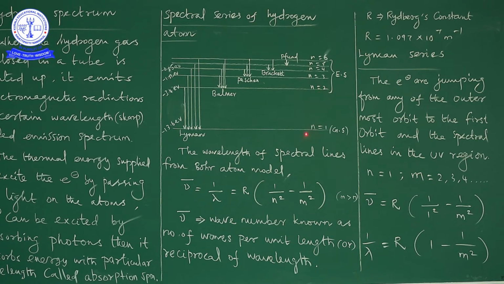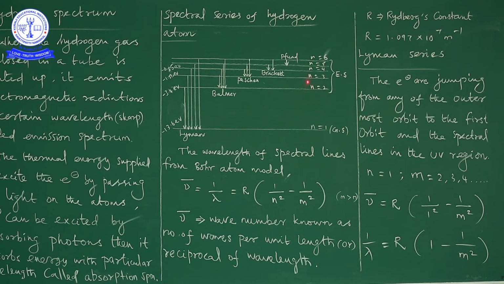To summarize, n equals 1 is called the ground state as well as the first orbit. And n equals 2 is the first excited state as well as the second orbit. n equals 3 is the second excited state, that is the third orbit. Then n equals 4 is the third excited state as well as the fourth orbit, and so on.